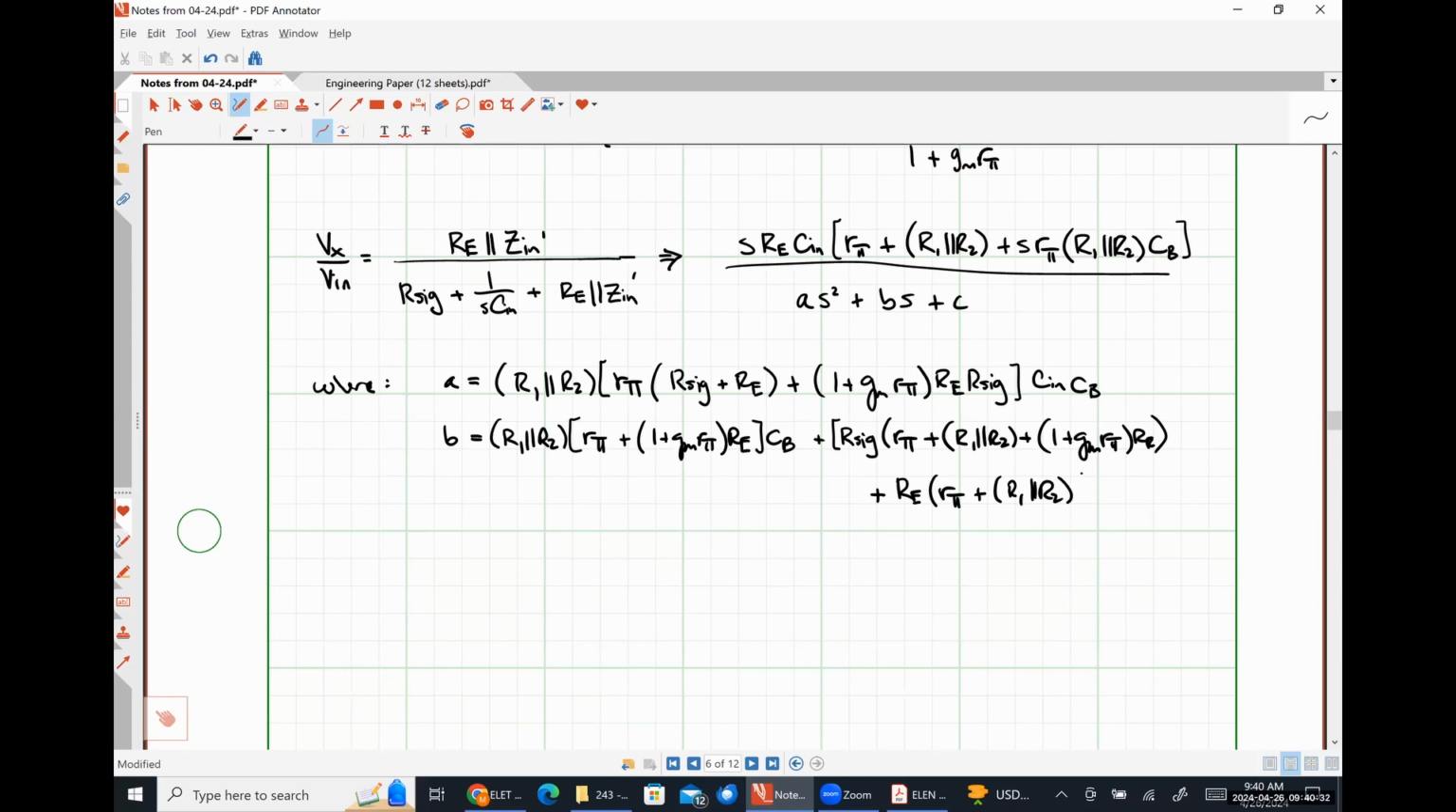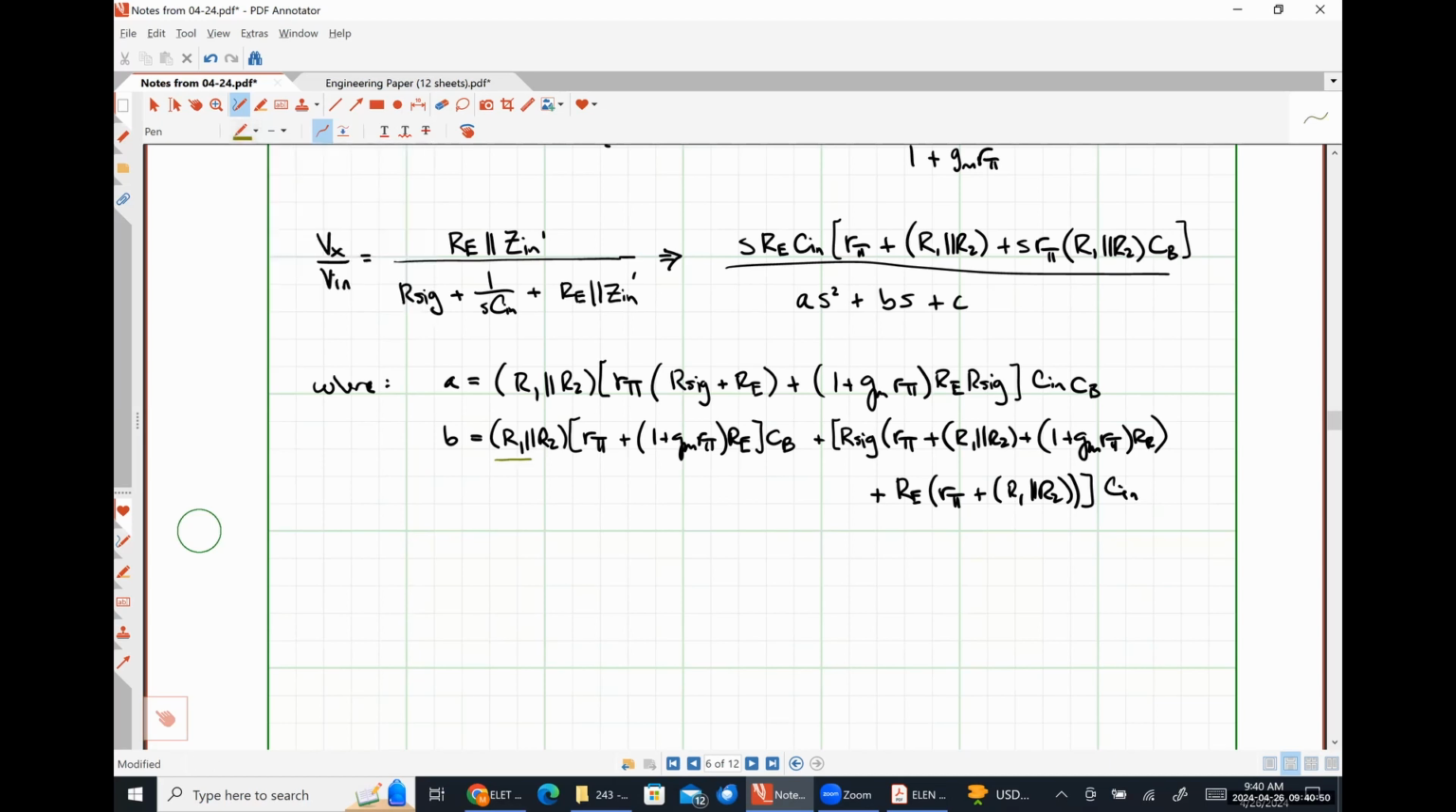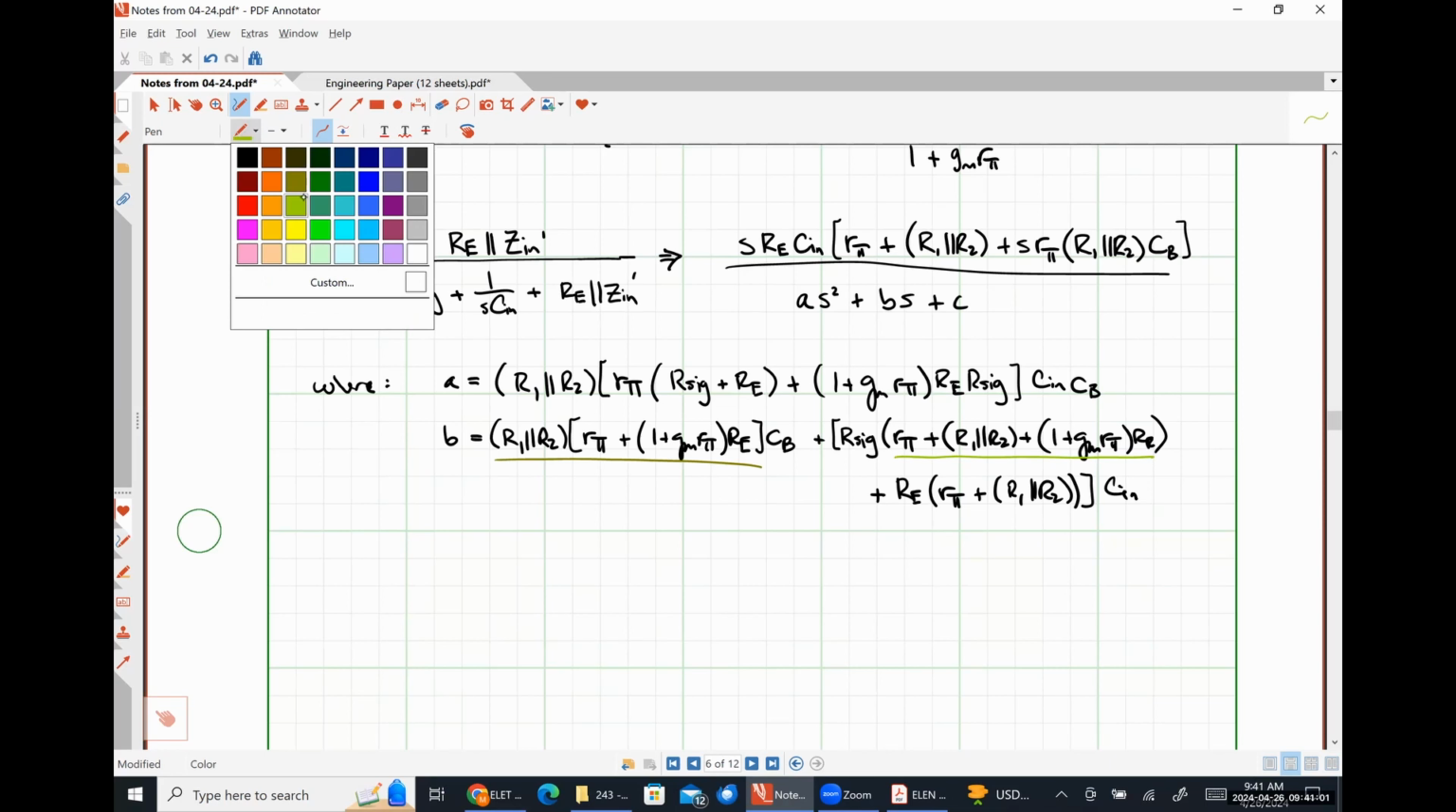Let's see. Close parentheses here. Just making sure all my parentheses are matching correctly. Close bracket, Cn. So just to clarify things here, all this bit right here is multiplied by CB. And then we have R sig multiplied by all this bit right here. And then everything in the square brackets is multiplied by that Cn. I just want to make sure we're all making sure where all of those parentheses and all that kind of stuff are supposed to go.